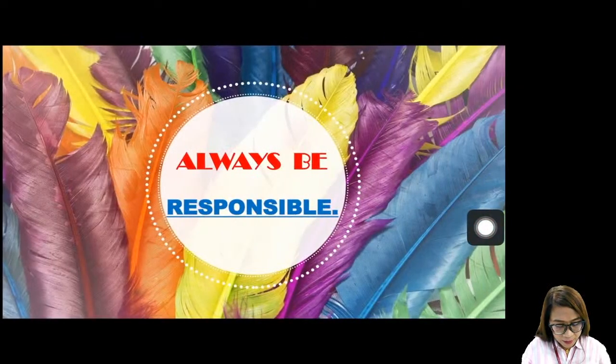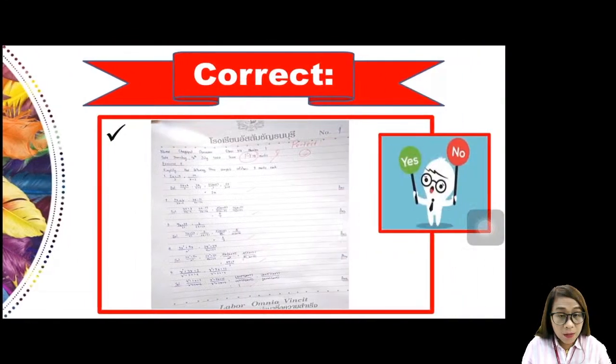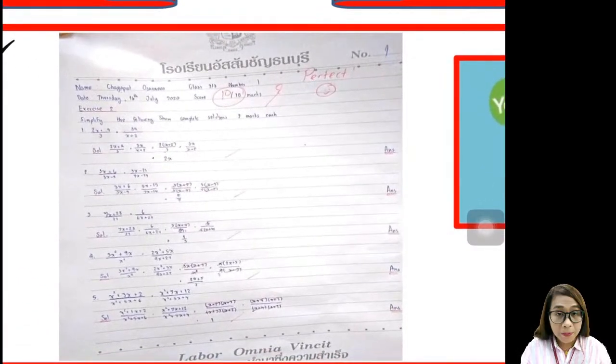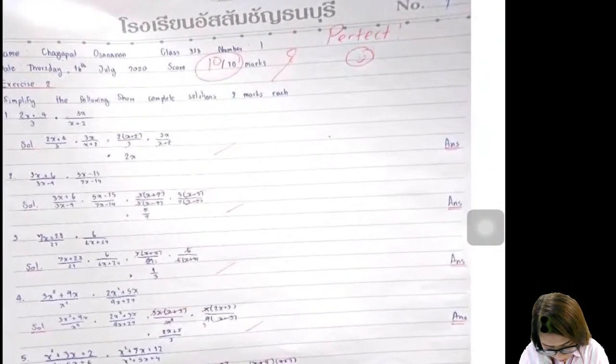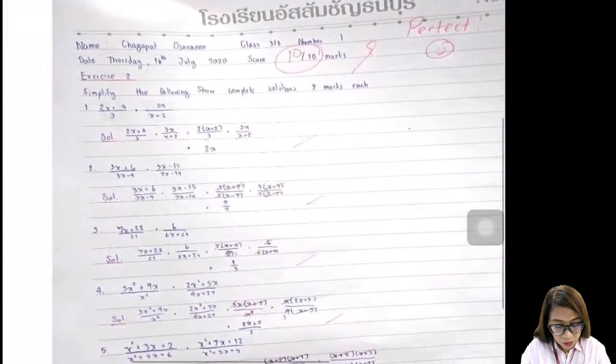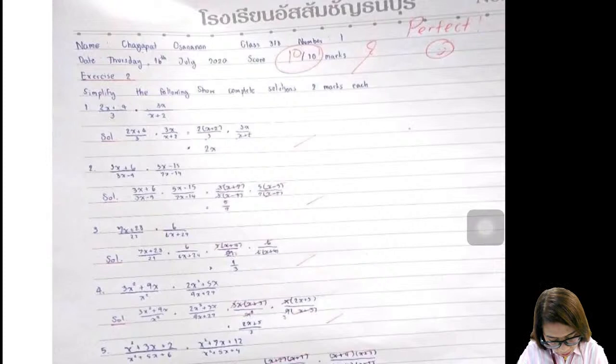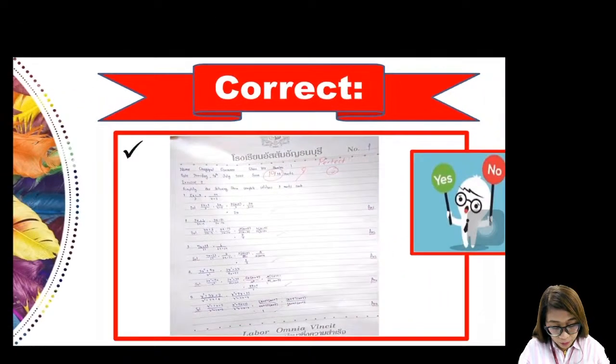Okay, these are the rules that we will follow in submitting your homework. So I would like you to always be responsible. I have here a sample of the correct format, from Chayapat Osananan from class 3B, number 1. If you notice, she has the date, the score, which is over 10 marks, and exercise number 2, and this student copied the instruction, like simplify the following and so on, with complete solutions and answer. So I would like you to look at this.